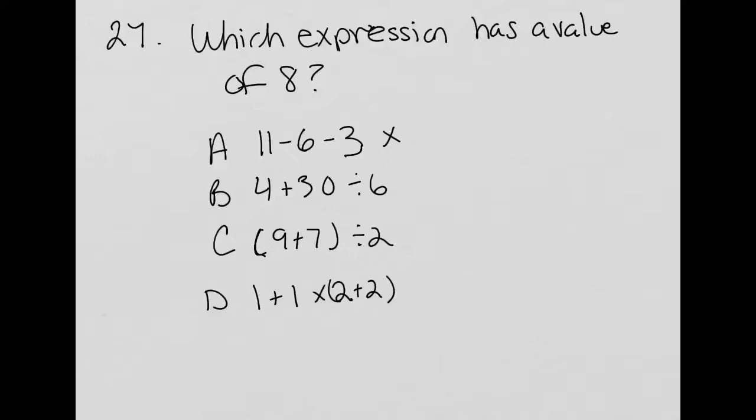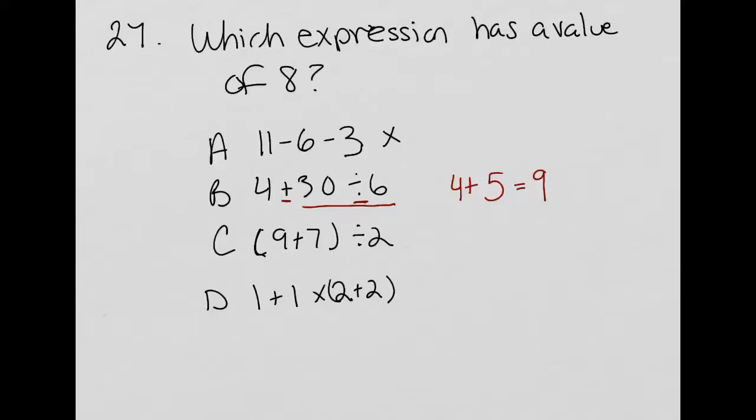Now I look at B. B might equal 8. I have to remember my order of operations, so I'm actually going to do 30 divided by 6 first and then add 4. 30 divided by 6 is 5. 4 plus 5 is 9. Remember, division and multiplication come before addition, so I have to solve the division problem first.